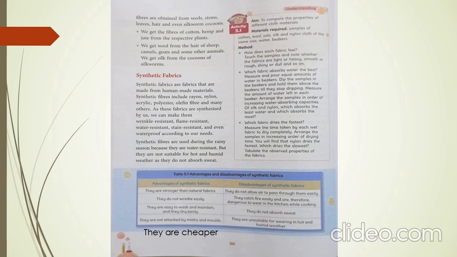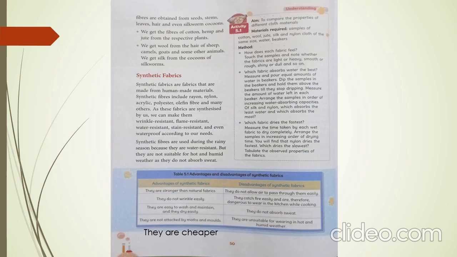They are cheaper than natural fibers. Natural fibers may be very costly, like the silk fiber. At the same time, when you talk about rayon, rayon is comparatively cheaper, though it has the same appearance as silk. So these are various advantages of using synthetic fibers over natural fibers.